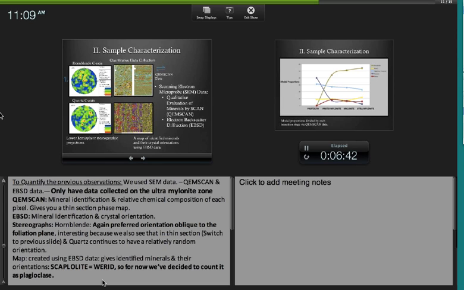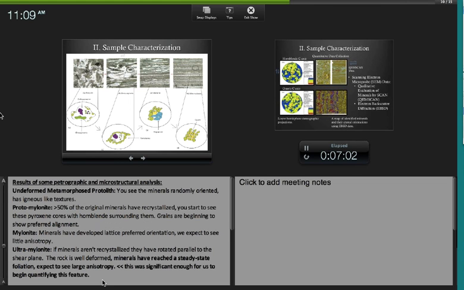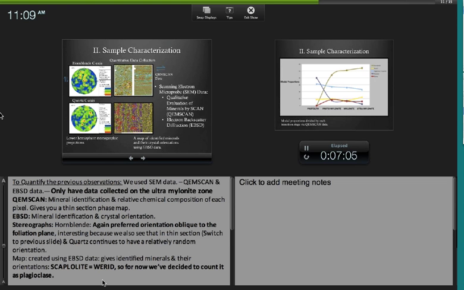But from this EBSD data, we've made some lower hemisphere stereographic projections, and the main thing to get away from it is that here's the foliation plane in hornblende, looking at the C-axis. And you can see that hornblende has a preferred orientation, exactly what we see here. So I thought that was freaking awesome.